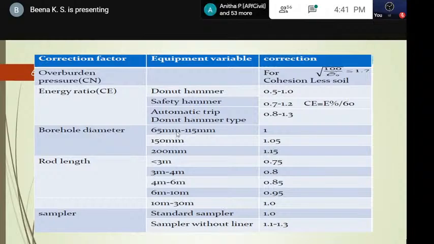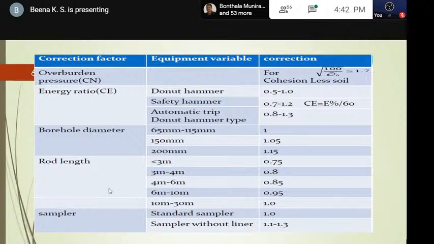If the borehole diameter varies from that, what change will occur in the N value? That is studied, and they obtained this table. For borehole diameter 65 to 115 millimeter, it is taken as 1 itself. For 150 millimeter, 1.05, and for 200 millimeter, 1.15.